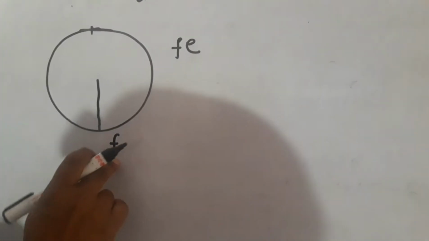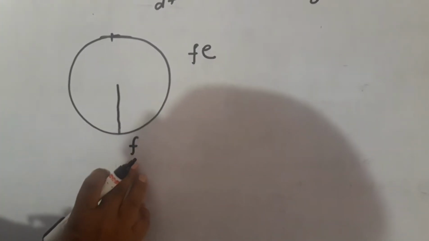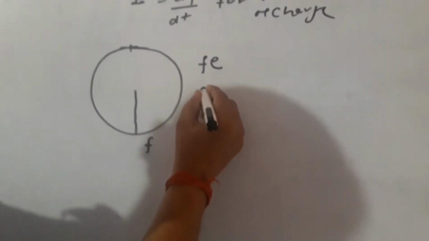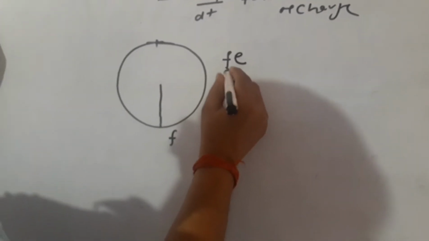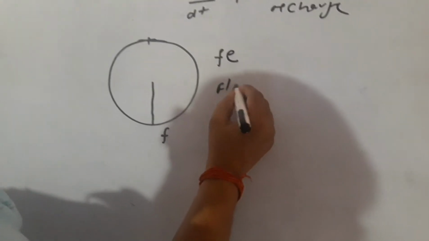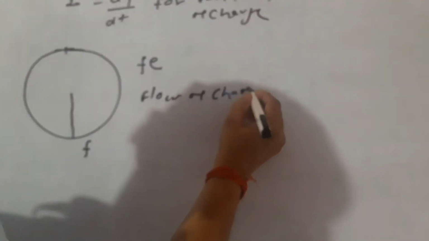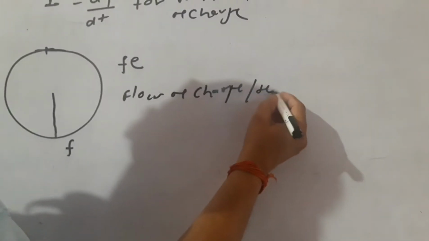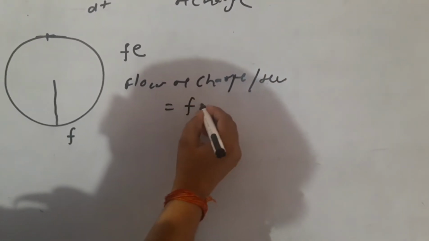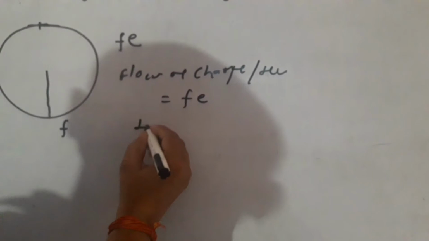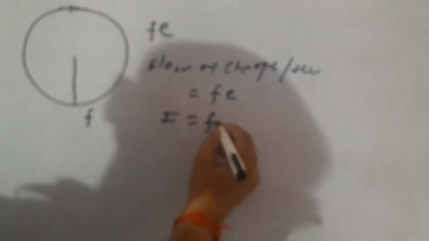Since f is frequency, which is equal to number of cycles per second, therefore flow of charge per second is equal to fe, which is known as current. That means I equal to fe.